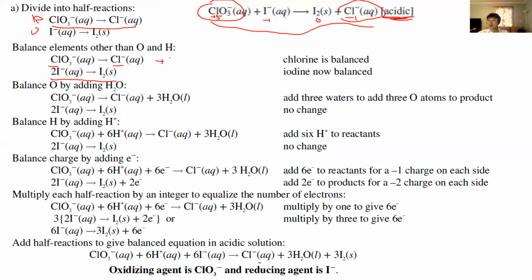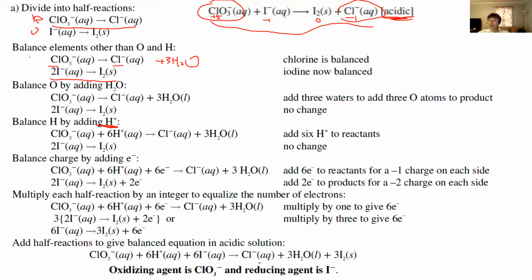So in this case, I will add 3 water, because each water has one oxygen and I need to add 3. But adding water also means adding hydrogen, so 3 times 2 is 6. I need to add 6 hydrogen on the left hand side to balance hydrogen, and to add hydrogen, we add it in the form of protons.